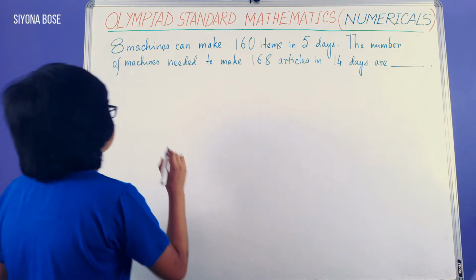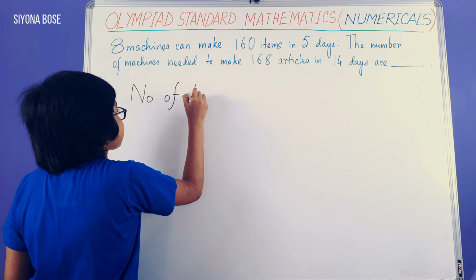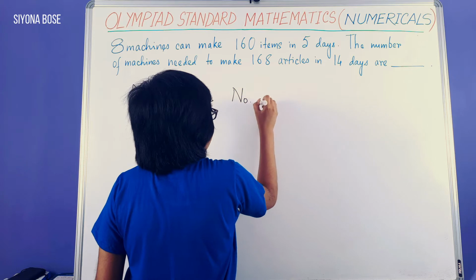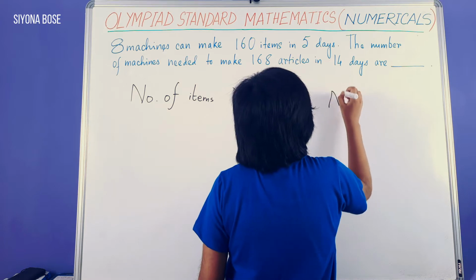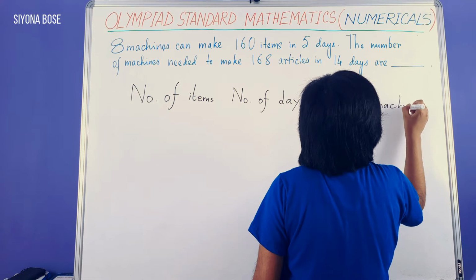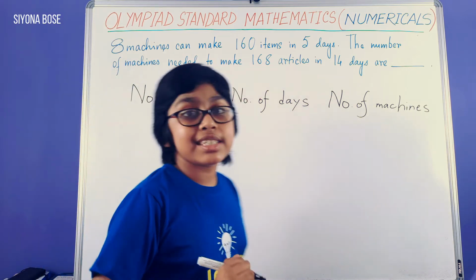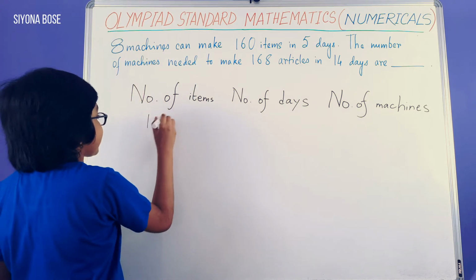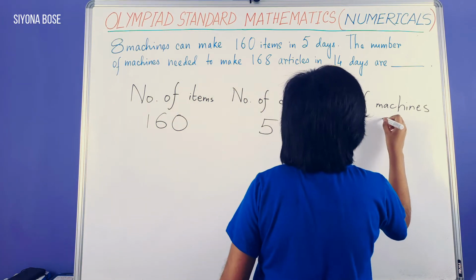Let's make the column for number of items, number of days, and finally, number of machines. The first piece of information is 160 items are made in 5 days using 8 machines. So number of items is 160, number of days is 5, and number of machines is 8.